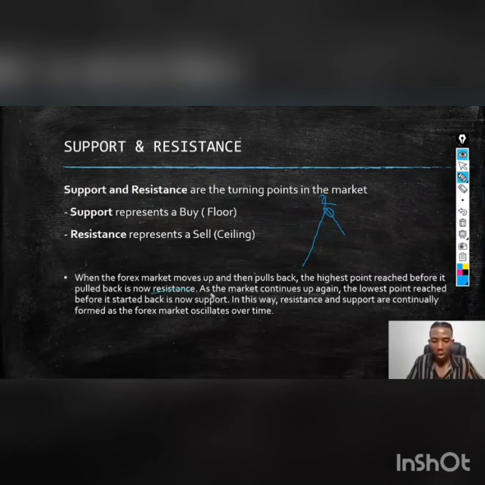Now let's continue. As the market continues up again, the lowest point reached before it went back up is now our support. And right here would be our support, meaning the highest point would be our resistance and the lowest point would be our support. So in this way, resistance and support are continuously formed as the market oscillates over time, meaning as the market oscillates like this, we identify the highest point as resistance and the lowest point as support.